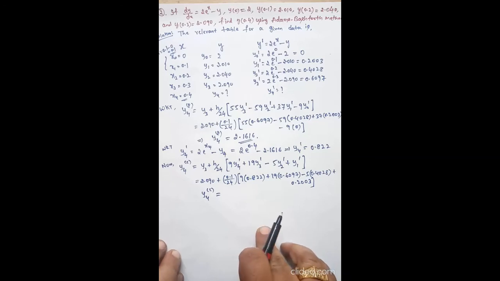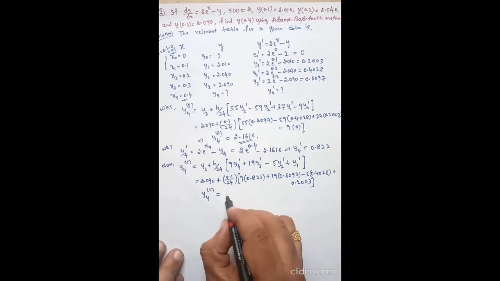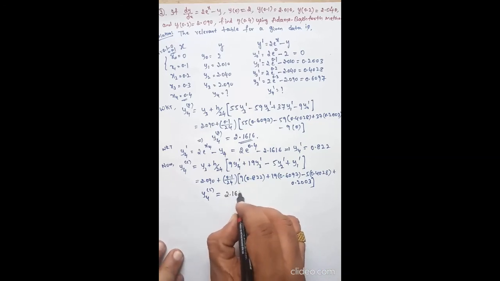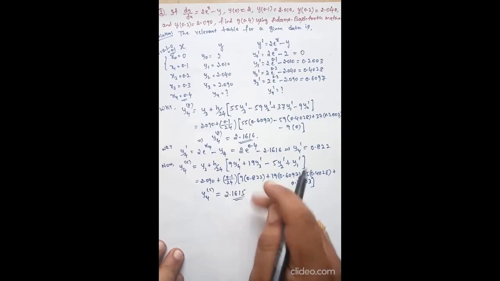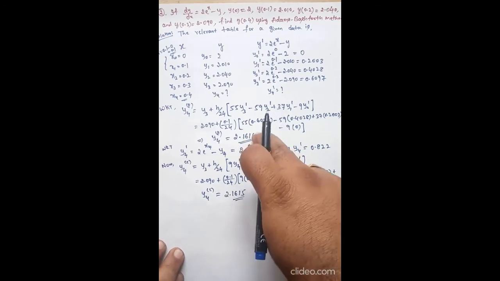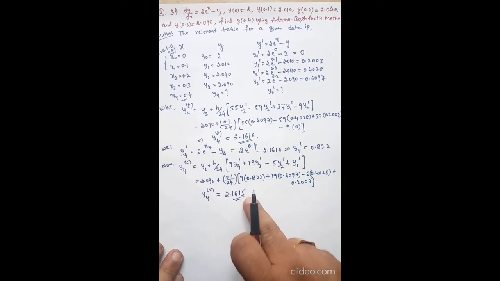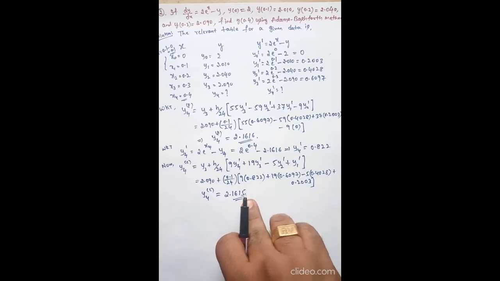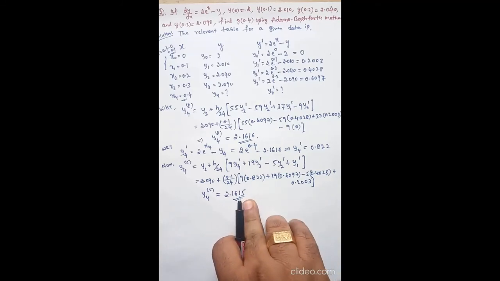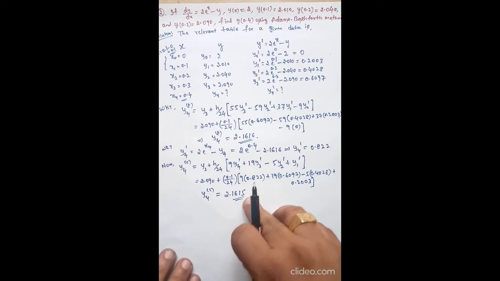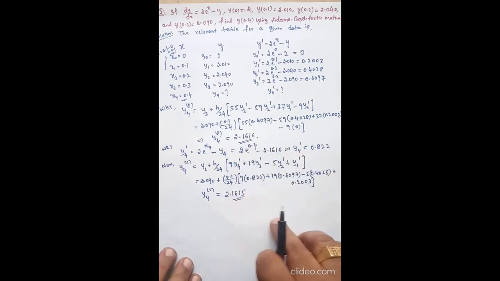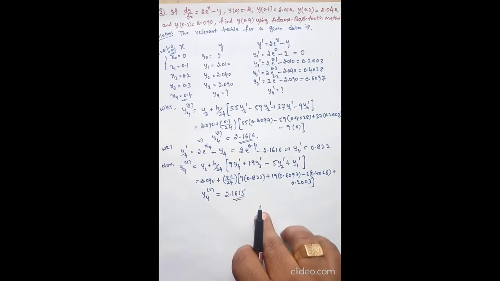So the corrected value of y here is 2.1615. Remember, whatever the predicted value you're going to get, so almost same answer should come for corrector value also. Right, so you should not get much difference between predictor and corrector values. So this is the corrected value.